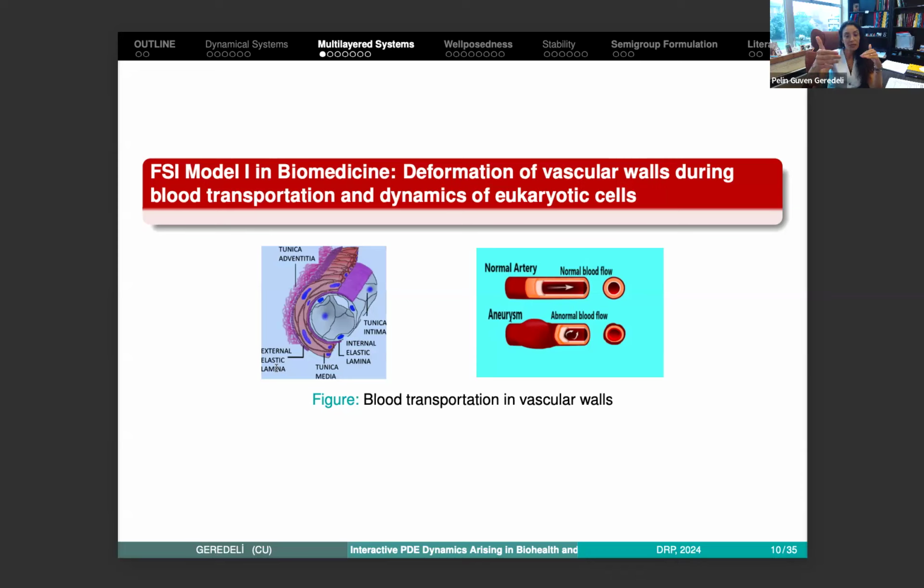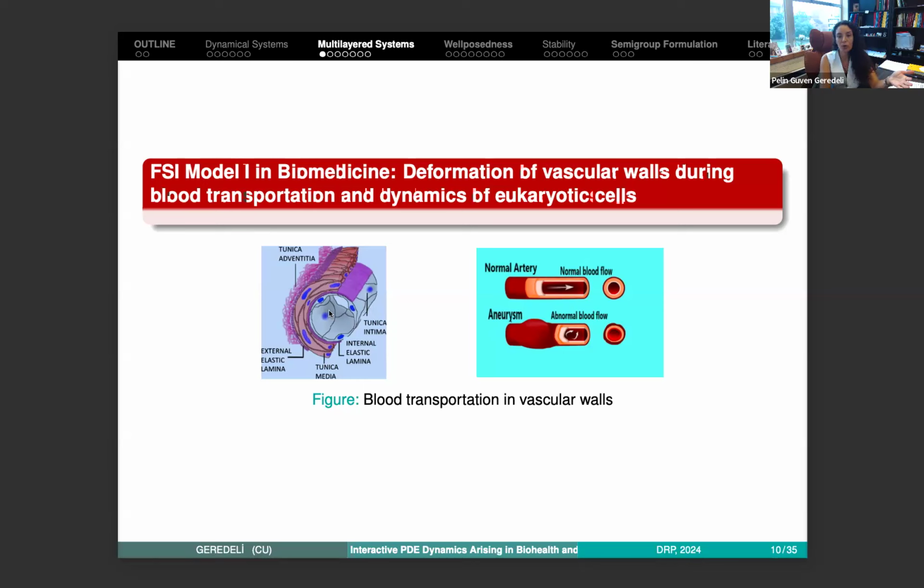But when the blood is flowing, of course, blood is considered to be a fluid, and this fluid is applying pressure onto your vascular walls, these parts, and with this pressure, the elastic walls are moving, and all this moving and the flow of your blood have an interaction, and this interaction gives rise to a complicated PDE.